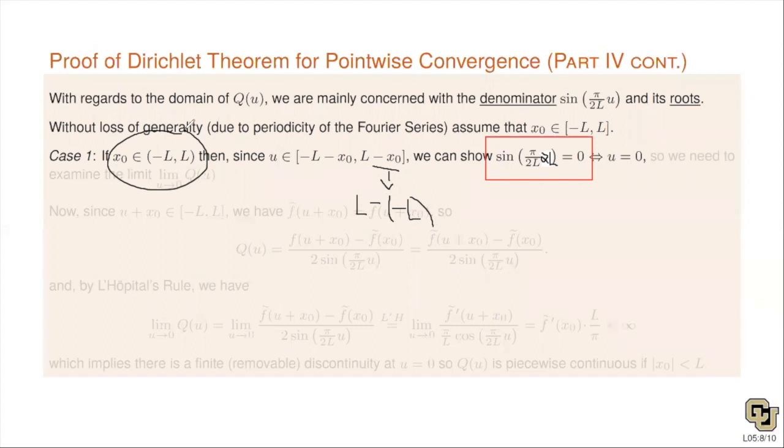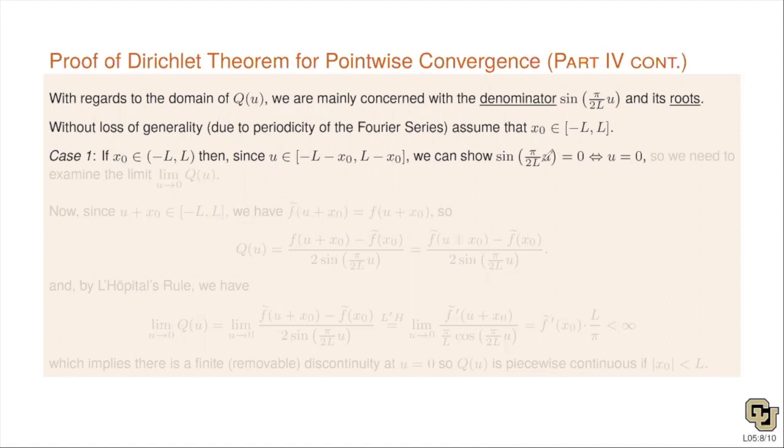That's where I should have said, for example, 2L. And so here we can prove, because of the restriction on x naught, the only place the denominator will be 0 is when u is 0, which is, of course, in the interval. 0 is in the interval, obviously.